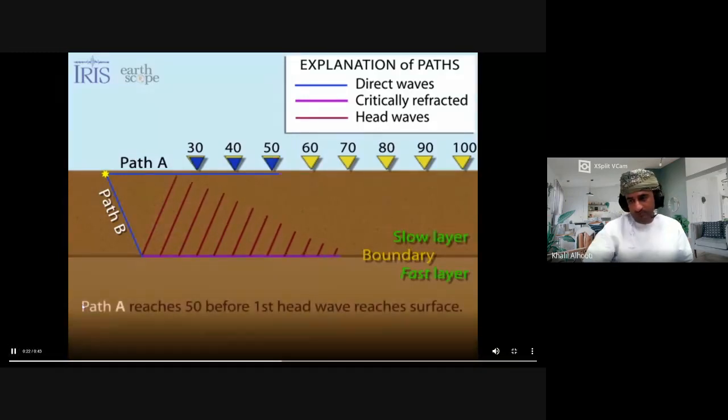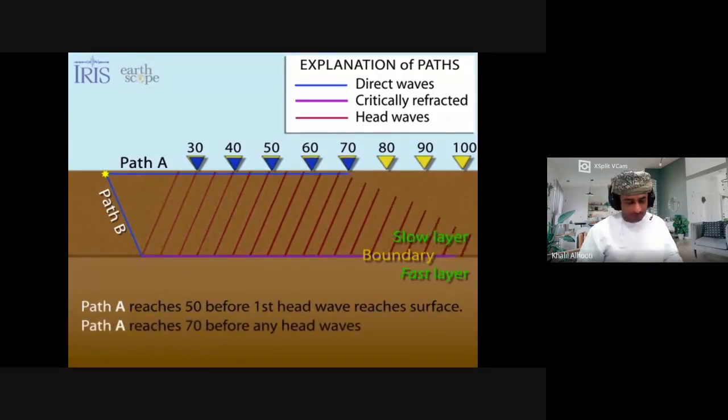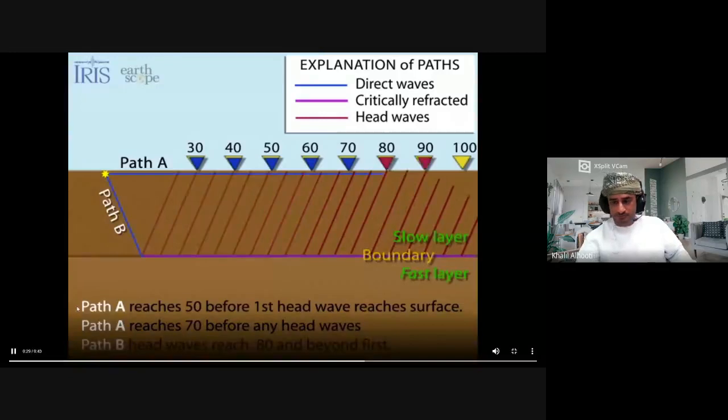Passes 50 meters when the first reflected B ray reaches the surface at about 25 meters. Ray B reaches the 80 meter station before A. That's because the refracted wave traveled most.